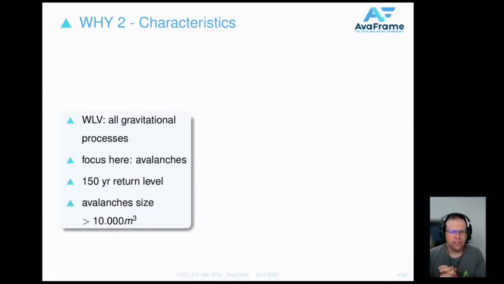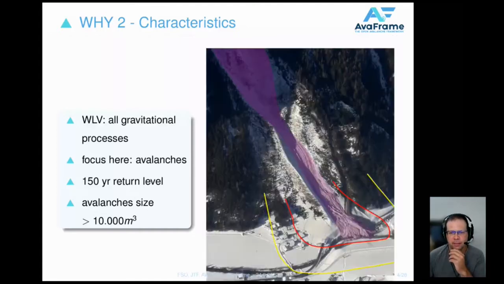The WLV itself is concerned with all gravitational processes, but here we are only focusing on avalanches. And contrary to what's being used in Norway, we are talking about a 150-year return level. So these are the extreme events that we are talking about, and avalanche sizes above 10,000 cubic meters. That's the characteristic that's behind it.